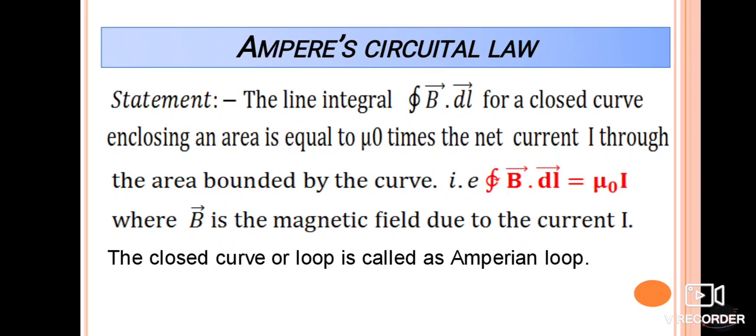So this is the statement of Ampere's circuital law: the line integral of B dot dl for a closed curve or a closed loop enclosing an area must be equal to mu naught times the net current flowing through that entire area or the bounded curve.